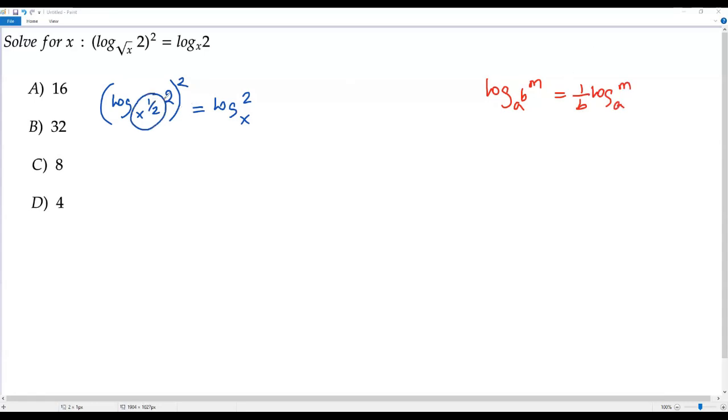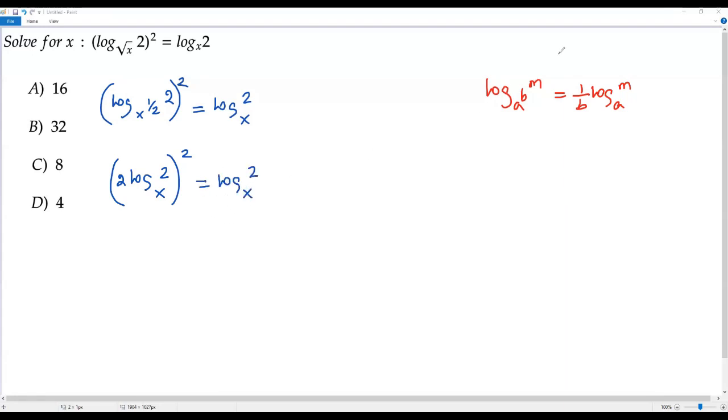The same thing I'm going to do in our problem. Here the base is exponential, so I'm going to move this exponent 1/2 in front of the logarithm. Then this 1/2 becomes its reciprocal. The reciprocal of 1/2 is just 2. So 2 times log 2 to the base x, the whole square, equals log 2 to the base x.